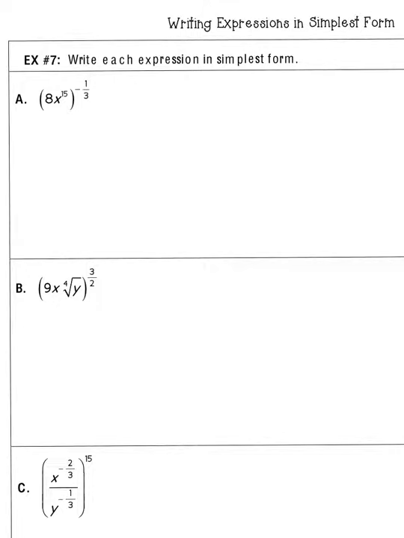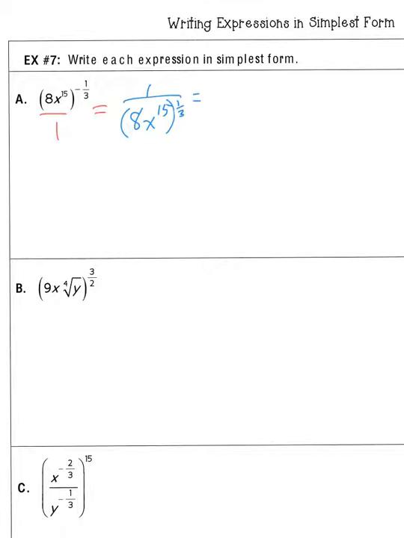All right, so on this last page, we've got a little bit more complicated on the inside here. So we've got a power to a power, so we have to multiply each one of these by this power. So we could take care of the fact that we have a negative exponent by putting this over 1 and taking the reciprocal. So we end up with 1 over 8x to the 15th raised to the positive 1/3.